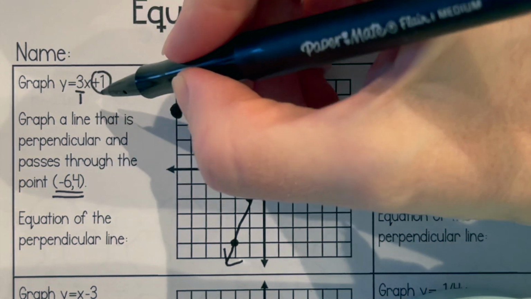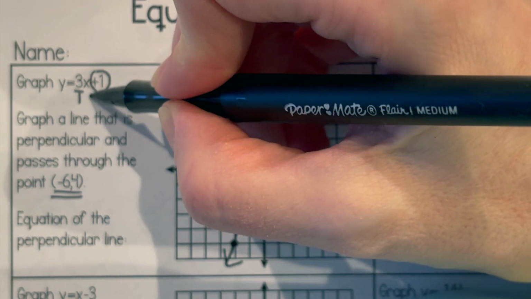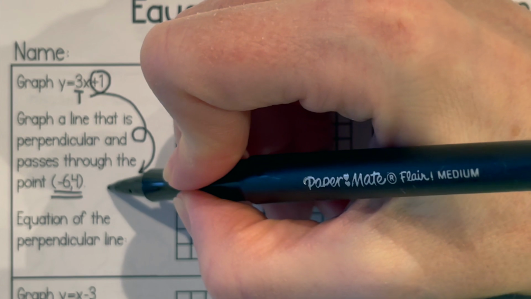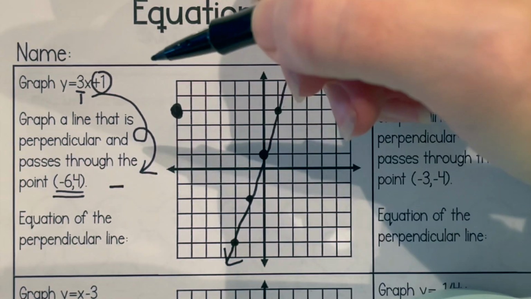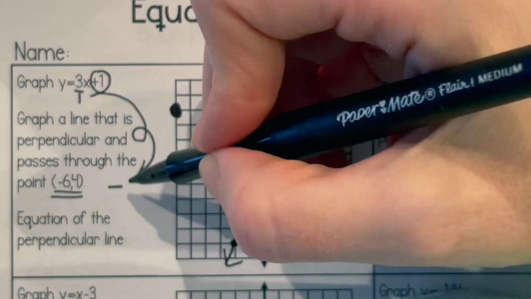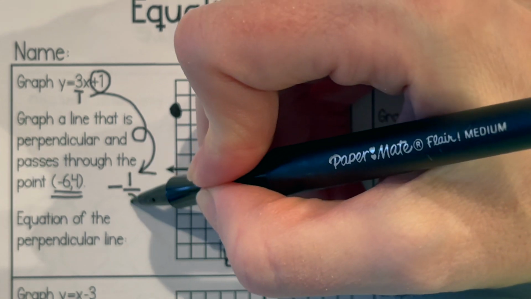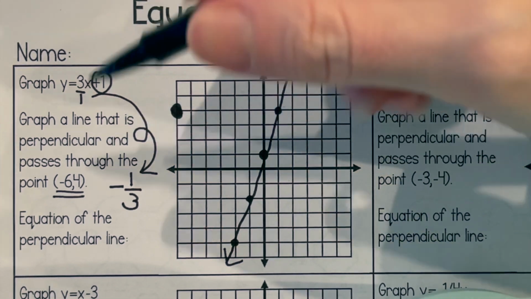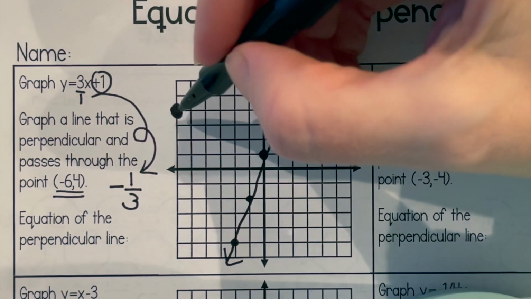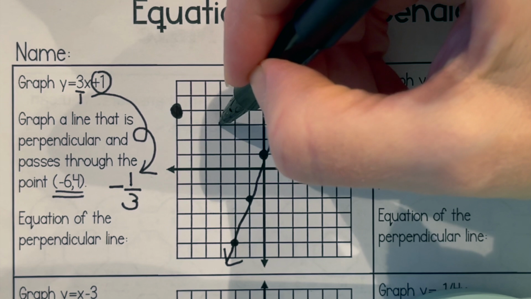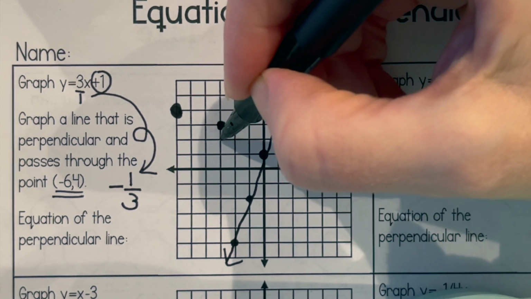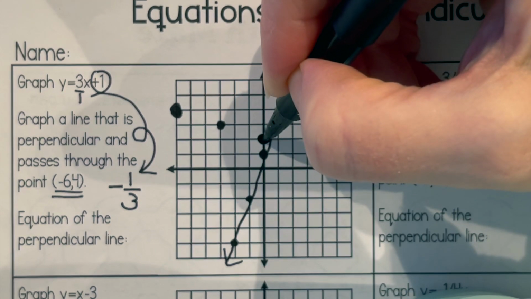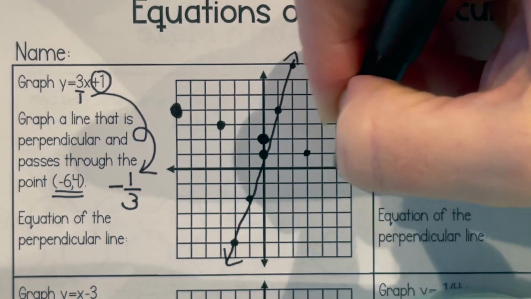Now for perpendicular situations, we have to take this and we have to find the opposite reciprocal. So it's going to be negative because this is positive. And then I'm going to flip this, so it would be 1 over 3. So our new slope is negative 1/3. So from this point, I'm going to go down 1 over 3, down 1 over 3, and here I hit the y-axis.